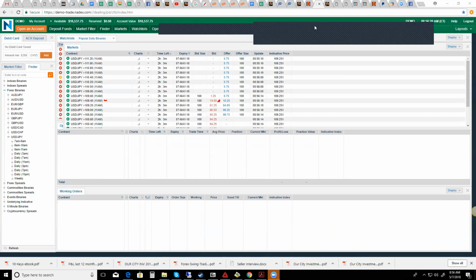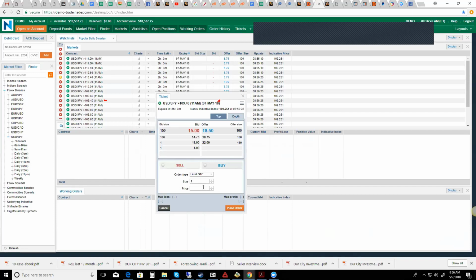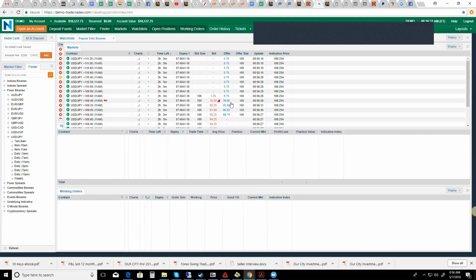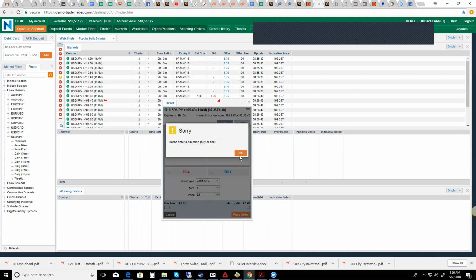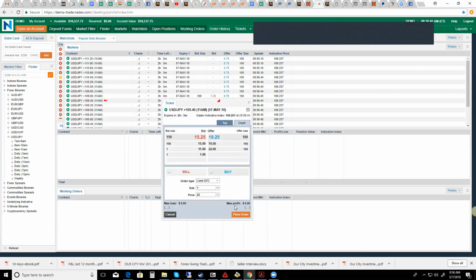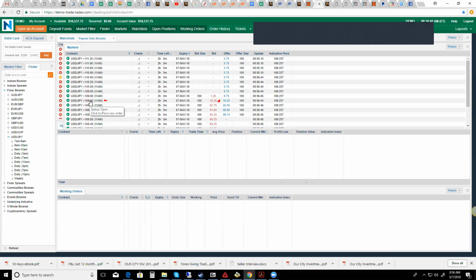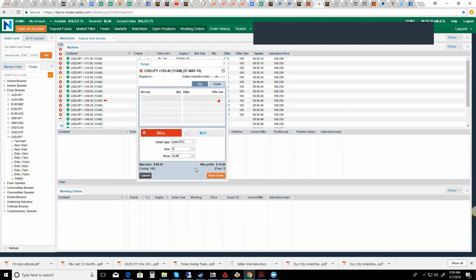So what I'm going to do is come down here and double click. Because I'm on the sell side, I'm looking for about $22 worth of profit. Why isn't it floating right? Let's try again. $22. And place order. Direction buy or sell. Oh, that is so weird, because I didn't do it that way. All right, I'm going to click on that. There we go. I'm going to click 22, and I'm going to place order.